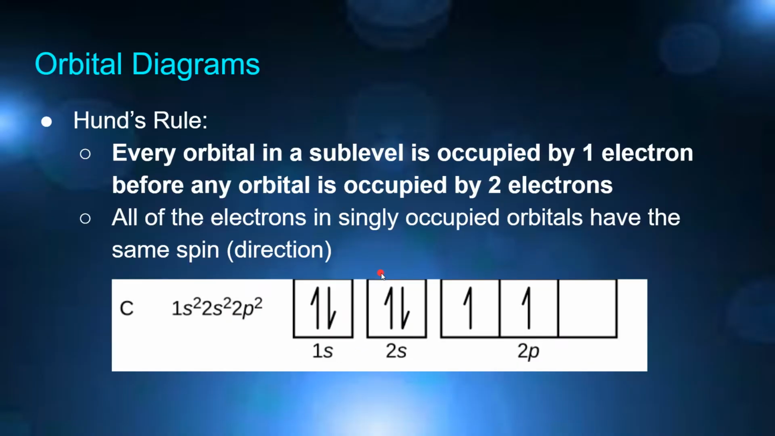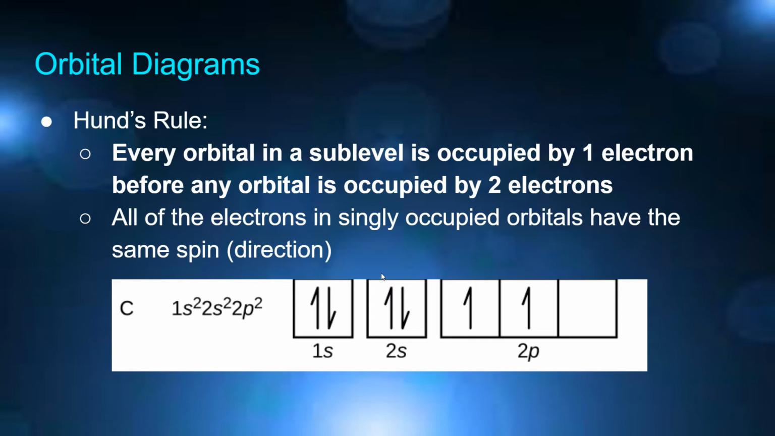In regards to orbital diagrams, we have what's known as Hund's rule. Hund's rule is that every orbital in a sub-level is occupied by 1 electron before any orbital in it is occupied by 2. So we fill in the singles first. All of the electrons in a singly occupied orbital have to have the same spin, or the same direction of their arrow. So we're going to fill in our upward arrows first, and we'll fill in our downward arrows second.